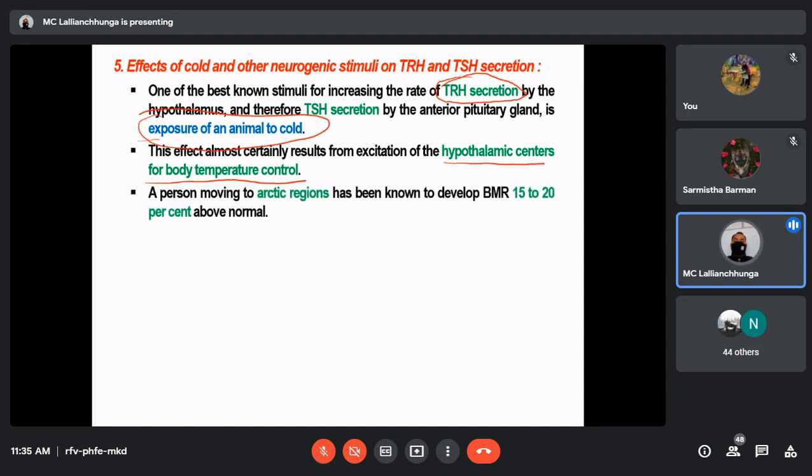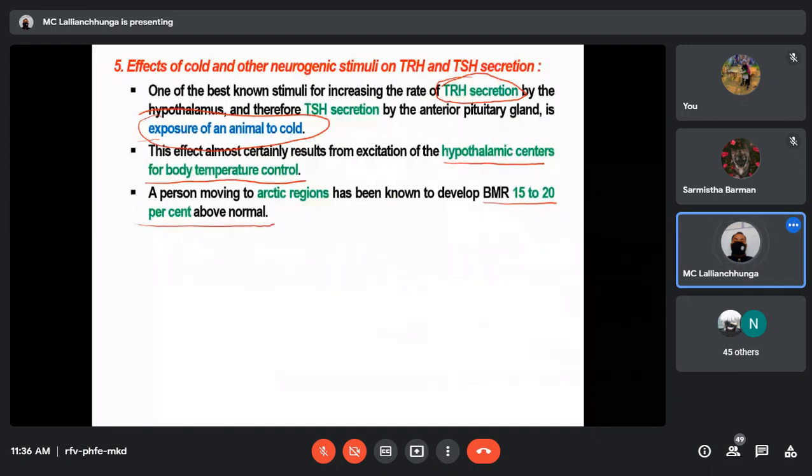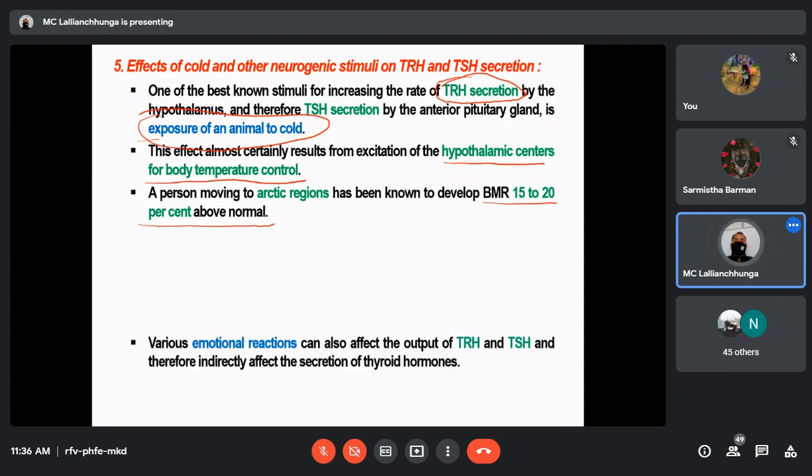A person moving to Arctic regions has been known to develop a BMR 15 to 20% above normal. Suppose here in India, India is very hot, and you are moving to the Arctic region. Your TRH secretion will be increased because you are exposed to that cold environment, and you may develop increased BMR, which may be 15 to 20% above normal. Because there is increased TRH secretion, TSH secretion will also be increased, and there will be more formation of T3 and T4.